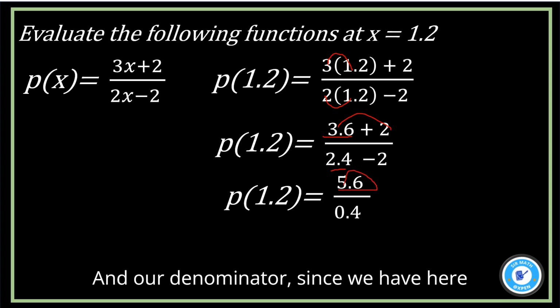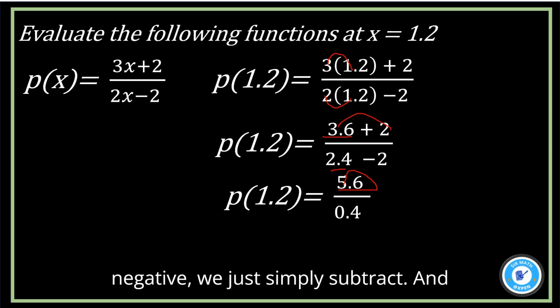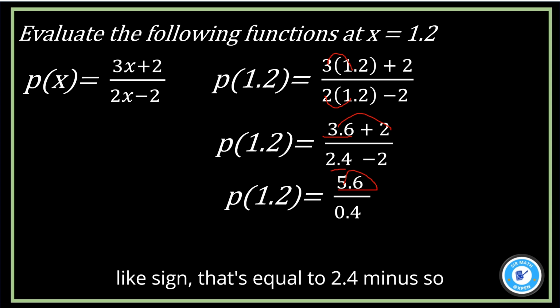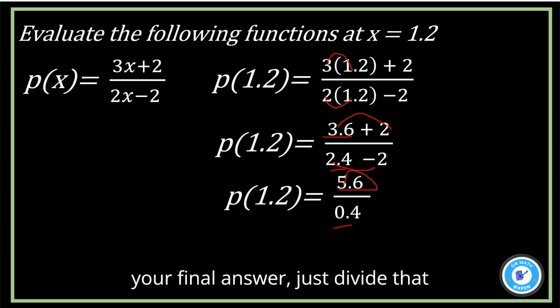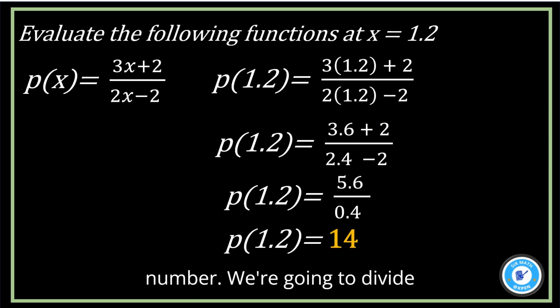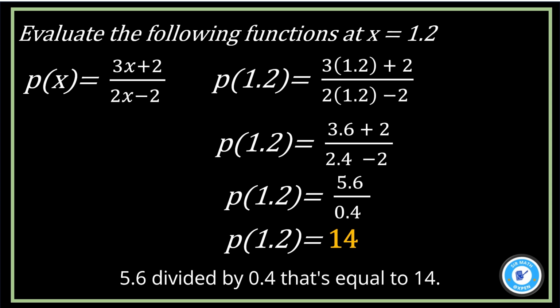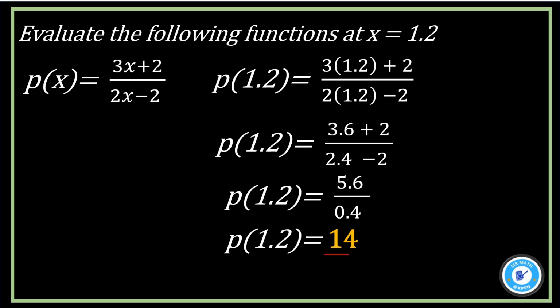And our denominator, since we have here negative, we just simply subtract. Unlike signs, that's equals to 2.4 minus 2, that is equal to 0.4. And to come up with your final answer, just divide that number. We're going to divide 5.6 divided by 0.4, that's equals to 14.